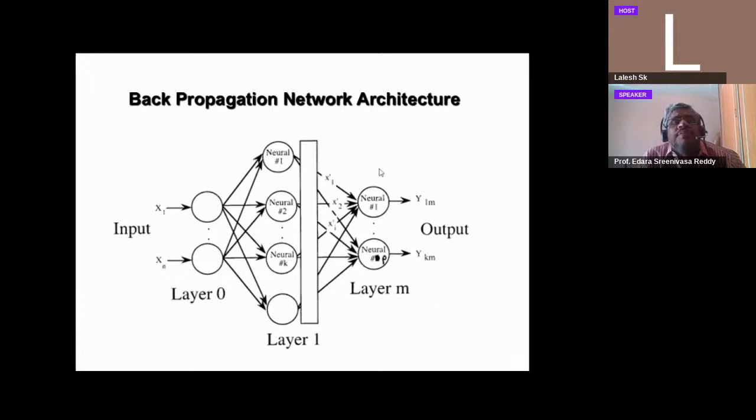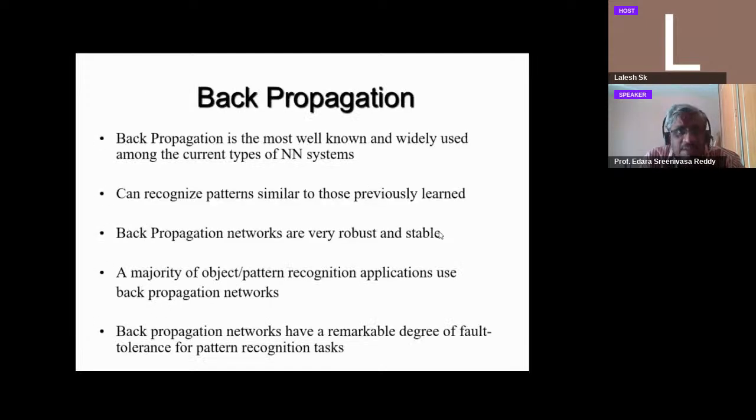So this is the backpropagation network. The inputs are there, and these are the hidden layer neurons. And we have many hidden layers. This is the nth layer, that is the output layer, and the output. Anyhow, the principle behind backpropagation feed-forward we will see in the later slides.